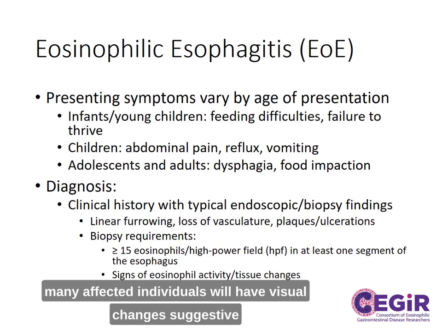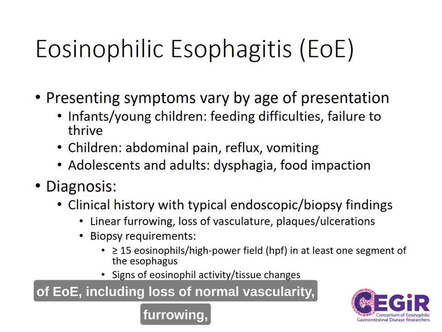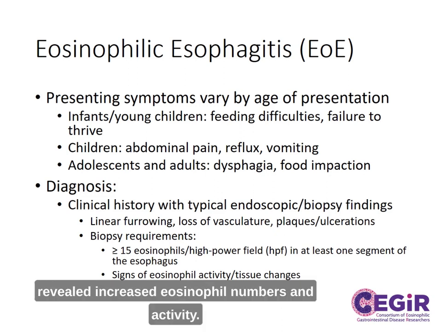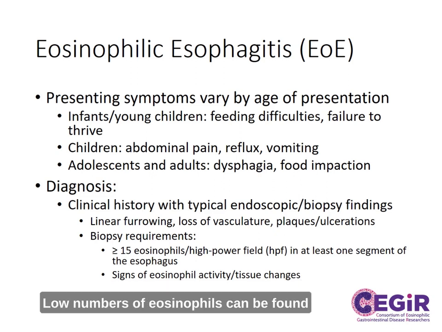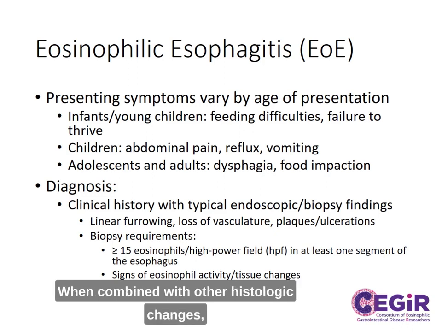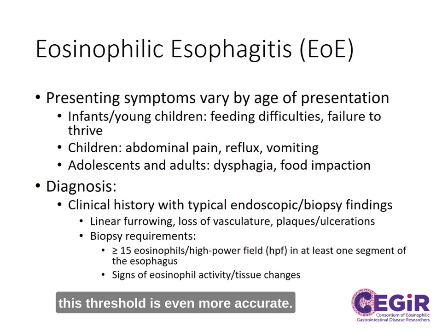During endoscopy, many affected individuals will have visual changes suggestive of EoE, including loss of normal vascularity, furrowing, even plaques or ulcerations. As mentioned, biopsy of the esophagus reveals increased eosinophil numbers and activity. Eosinophils are not a normal resident of the esophagus, and their presence is often indicative of disease. Low numbers of eosinophils can be found in other disorders such as reflux. A threshold of at least 15 eosinophils per high power field is considered diagnostic for EoE. When combined with other histologic changes, this threshold is even more accurate.